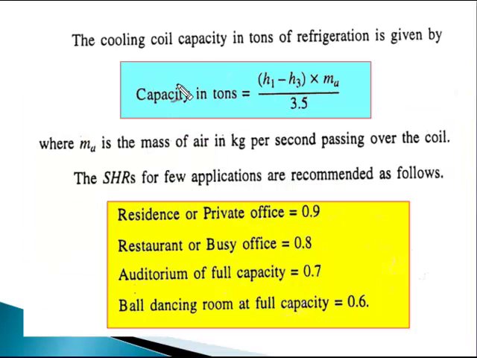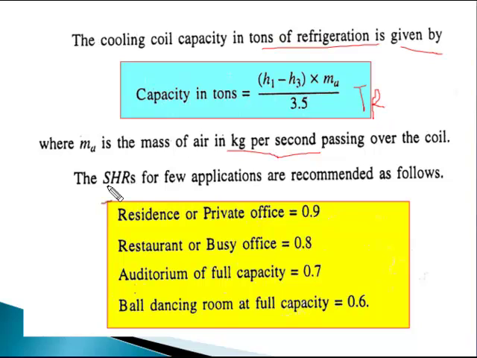From our psychrometric process, the cooling capacity in tons of refrigeration is equal to H1 minus H3 multiplied by MA divided by 3.5, where MA is the mass of air in kg per second passing over the coil. This capacity is in TR, ton of refrigeration.